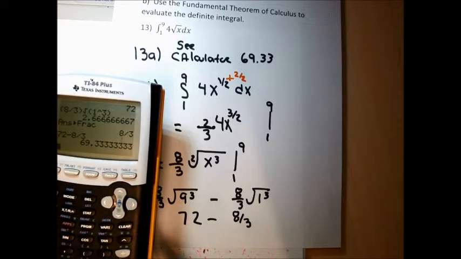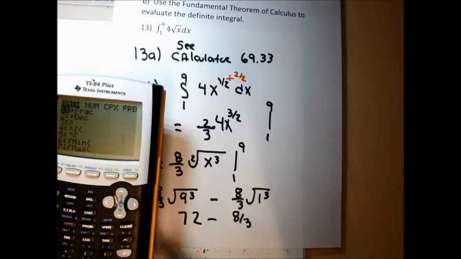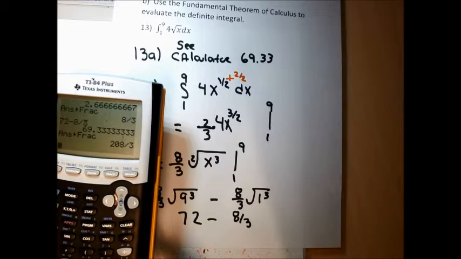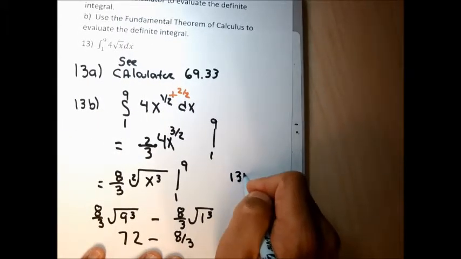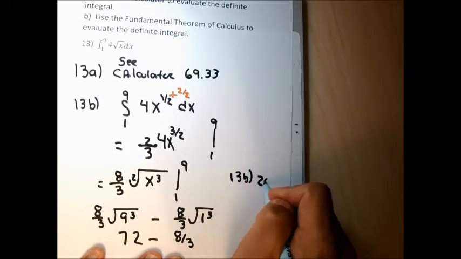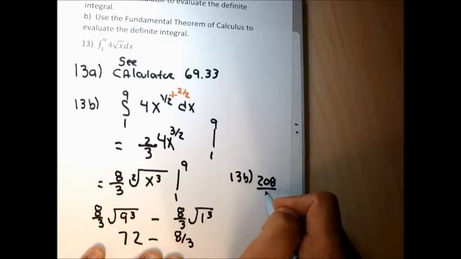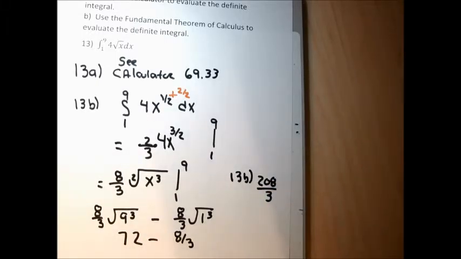But my answer needs to be not a decimal, it needs to be a fraction when you're doing it by hand. I'm going to write 208 over 3 for my answer. So for 13b, you need to show the work, and you need to write your answer as a fraction as opposed to a decimal. All right.